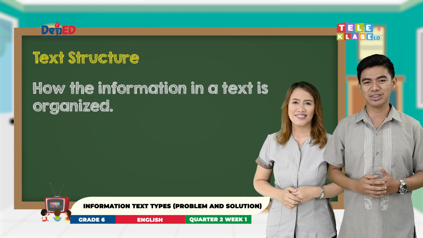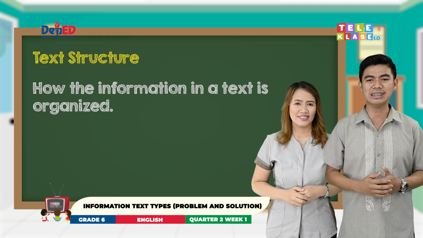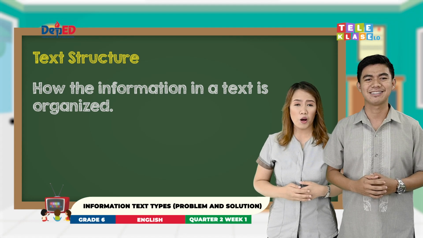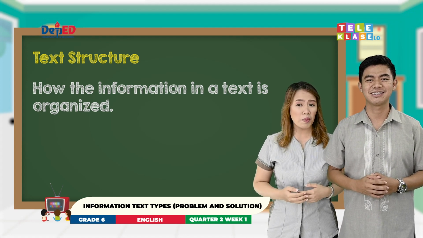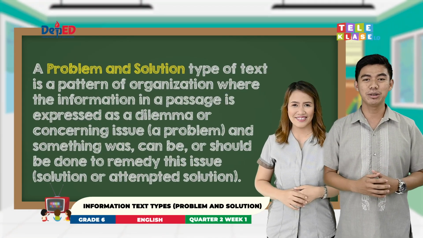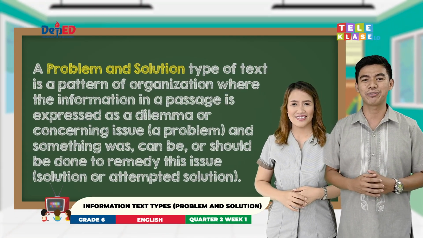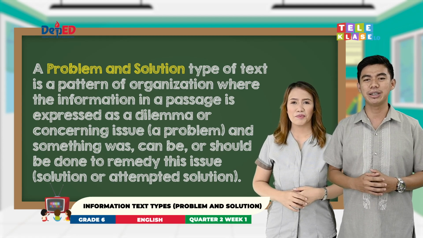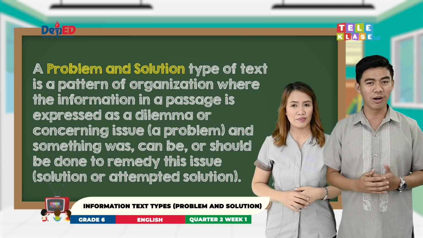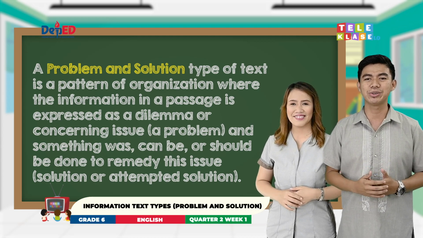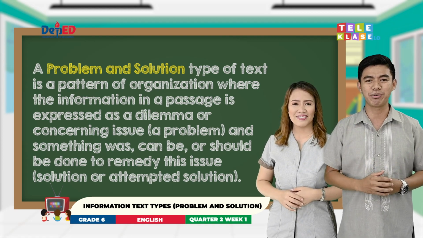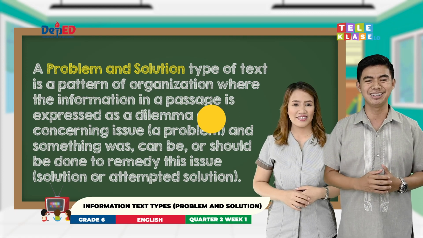Remember that a text structure refers to how the information in a text is organized. And one way that it can be organized is using a problem-solution structure wherein the problem is stated and one or more possible solutions are explained. A problem and solution type of text is a pattern of organization where the information in a passage is expressed as a dilemma or concerning issue, and something was, can be, or should be done to remedy this issue. Again, kids, remember, dilemma is the problem while the remedy is the solution.